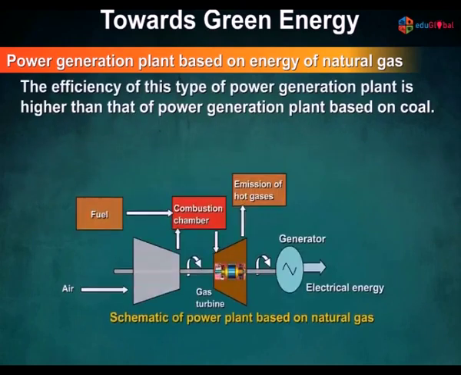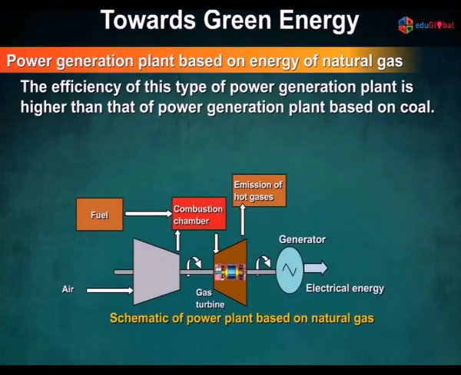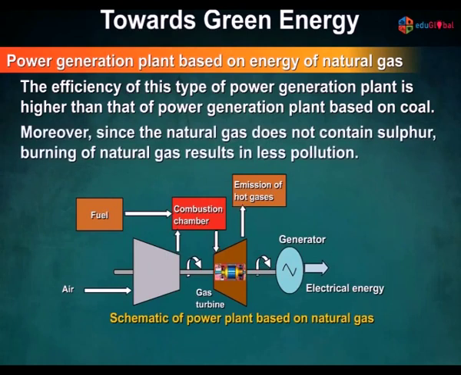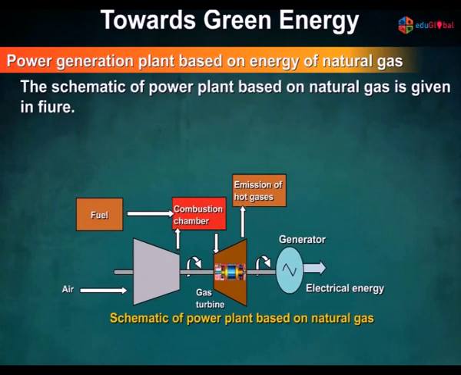The efficiency of this type of power generation plant is higher than that of power generation plant based on coal. Moreover, since the natural gas does not contain sulfur, burning of natural gas results in less pollution. The schematic of power plant based on natural gas is given in figure. Fuel, combustion chamber, gas turbine, emission of hot gases, generator, electrical energy.